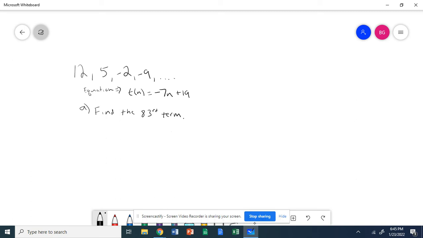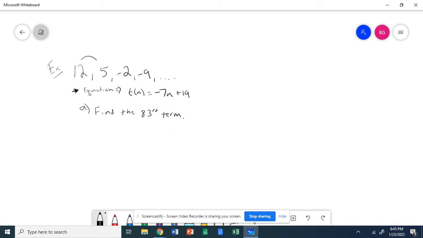Okay, so in this video, I'm going to talk about sequences and how we can apply sequences when we have the equation. So given a sequence, say up here in this example, I have 12, 5, -2, -9. And I went ahead and already found the equation for this sequence, and this is actually called the explicit equation, which we'll get into. This is the equation for it. T of n equals -7n plus 19.